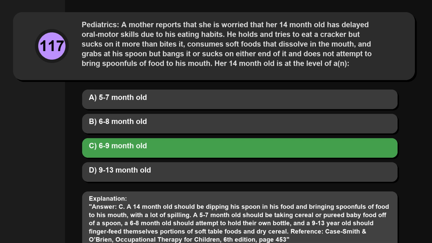Answer C. A 14-month-old should be dipping his spoon in his food and bringing spoonfuls of food to his mouth, with a lot of spilling. A 5 to 7-month-old should be taking cereal or pureed baby food off of a spoon, a 6 to 8-month-old should attempt to hold their own bottle, and a 9 to 13-month-old should finger feed themselves portions of soft table foods and dry cereal. Reference: K. Smith and O'Brien, Occupational Therapy for Children, 6th edition, page 453.